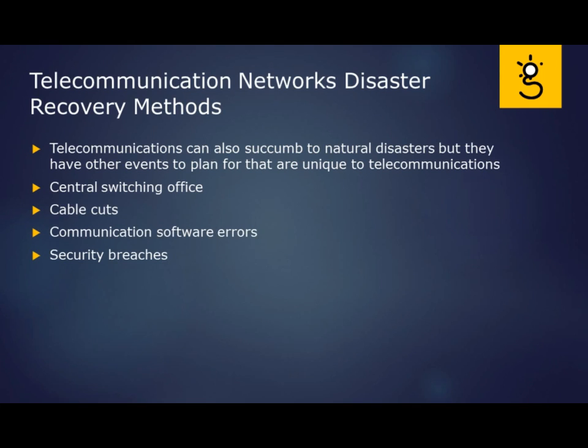Of course, telecommunications can also succumb to natural disasters, but they have other events to plan for that are kind of unique. They have to worry about outages all over the place: central switching office failures, cable cuts, communication software errors, security breaches. Their networks reach out a very long way, so they have a lot of things to worry about, even power grid issues.